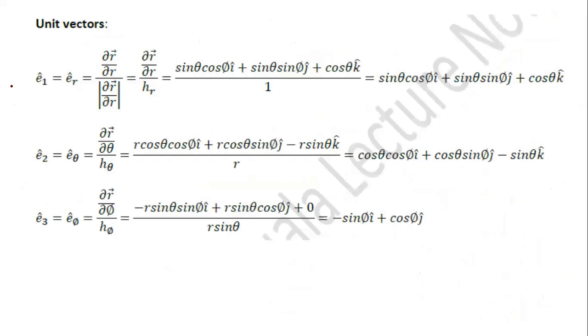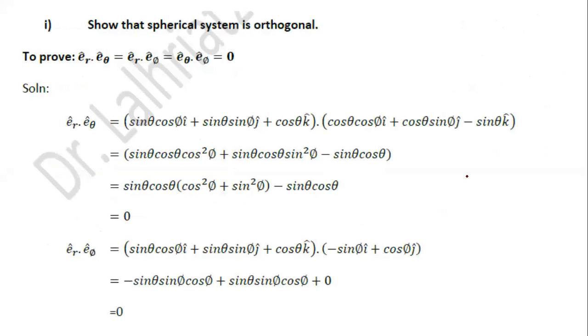Now, once you obtain the scale factors, you can also obtain the unit vectors, tangential unit vectors, as I discussed. Simply you have to differentiate and divide with the magnitude. The magnitude of the tangential vector is your scale factor, your h_r, h_theta, and h_phi. And you can obtain all these unit vectors. This is another example which you can work out yourself also.